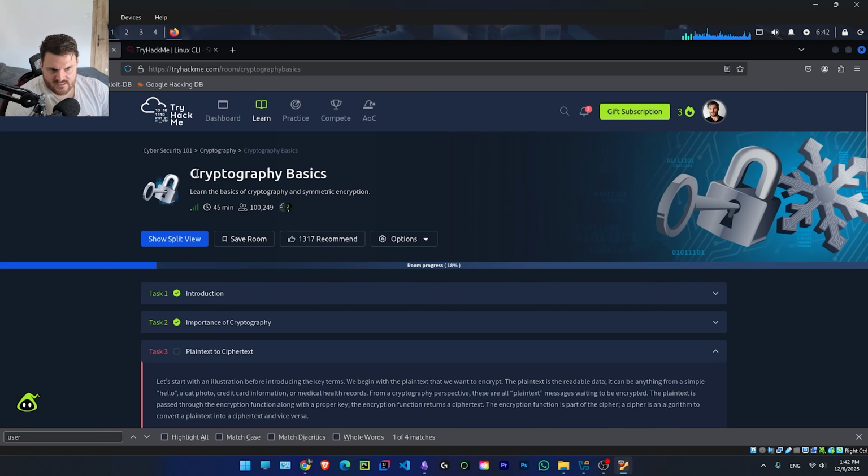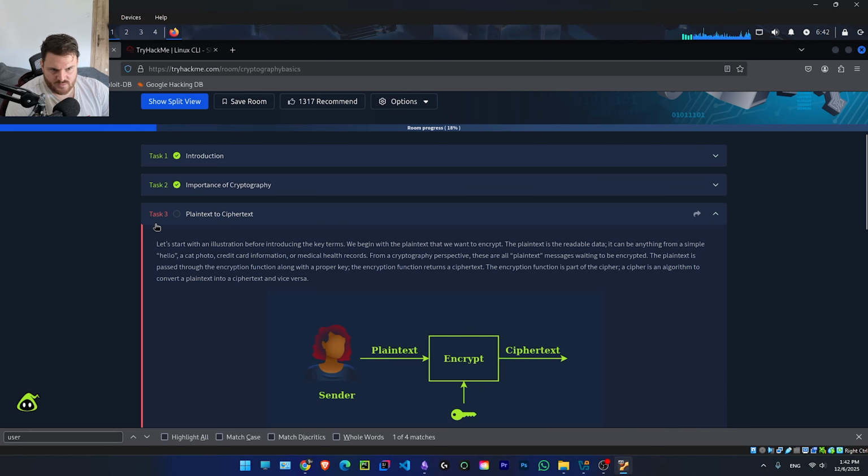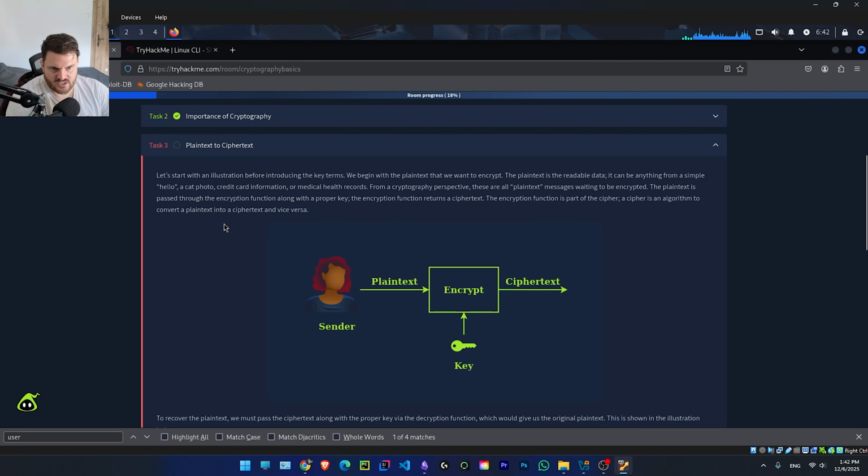Today we are at task number 3 in the cryptography basics room, plaintext to ciphertext. The plaintext is the readable data. It can be anything from a simple hello, a cat photo, credit card information, or medical health records. From a cryptography perspective, these are all plaintext messages waiting to be encrypted.